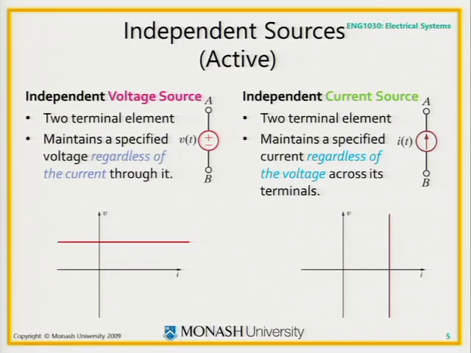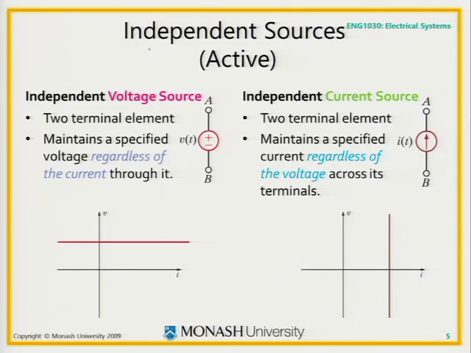So now covering the types of active sources. We've now got active elements and passive elements, and we can further divide these into types of active elements. We'll have a look at 2 of these. One of these is independent sources. These are active elements, and we call them independent.